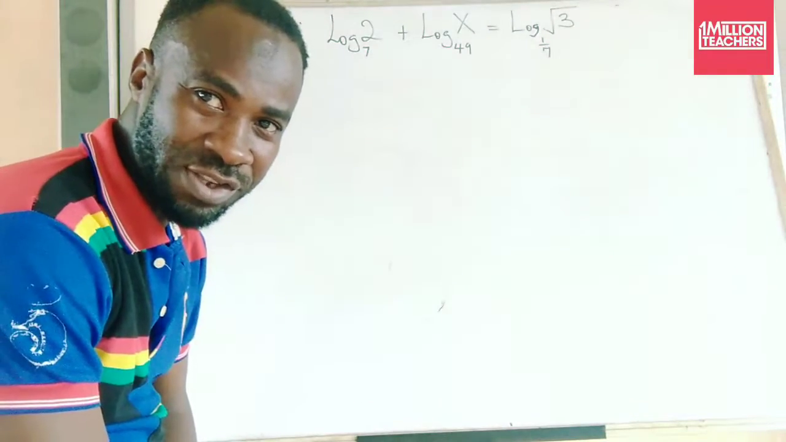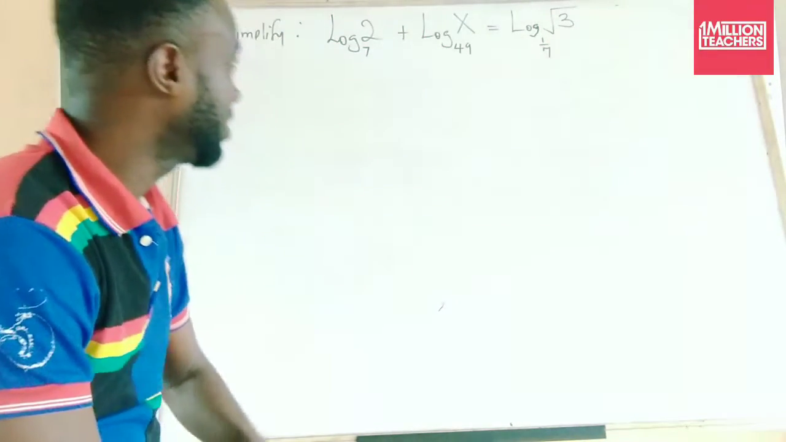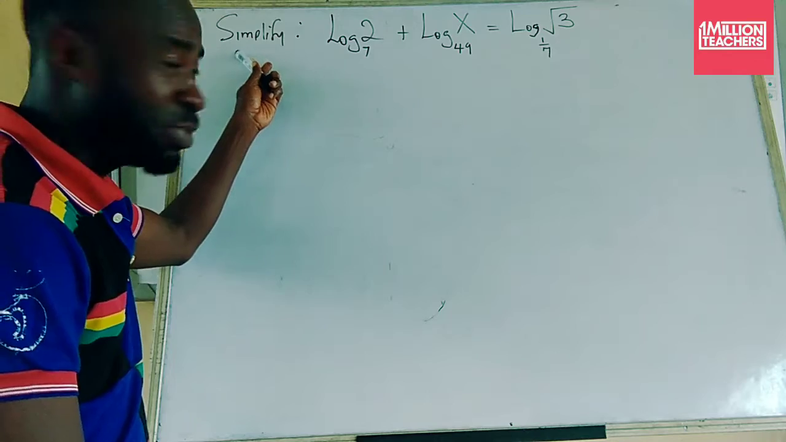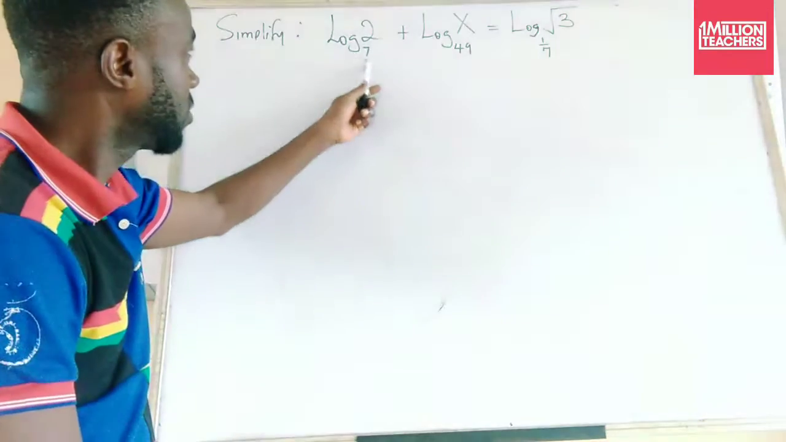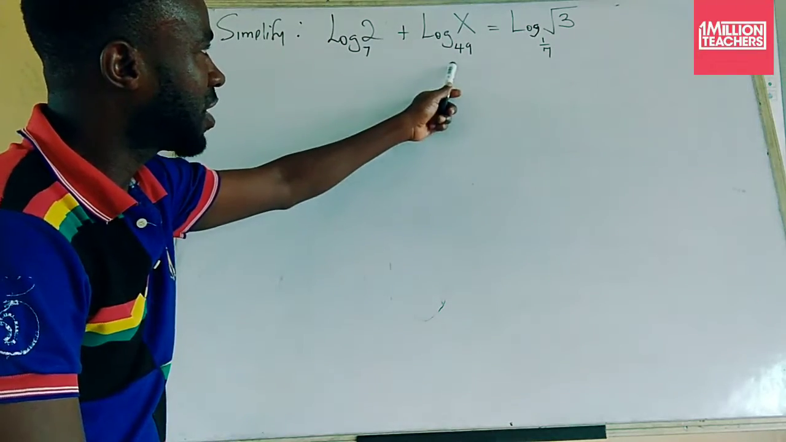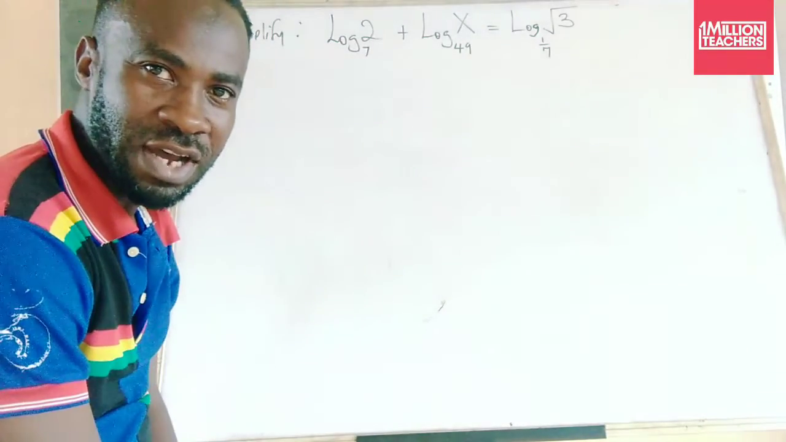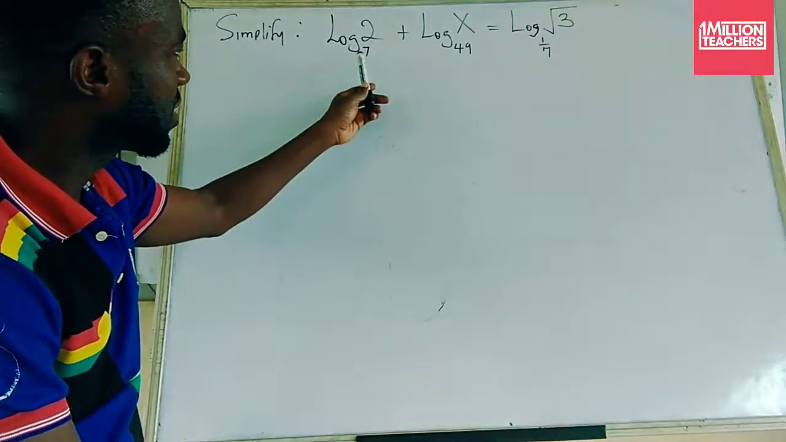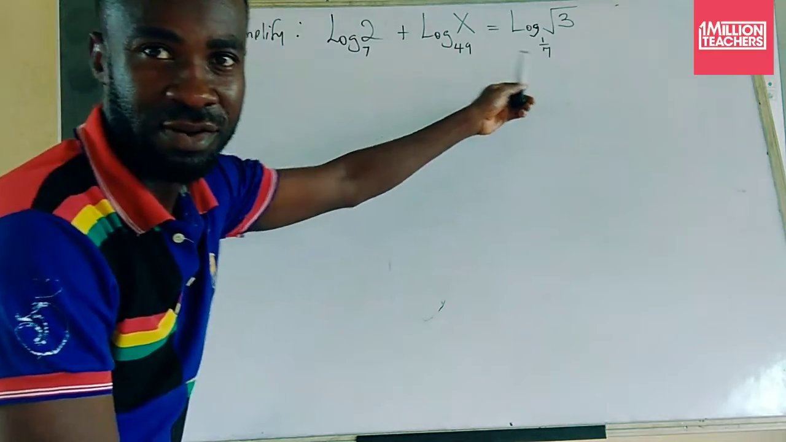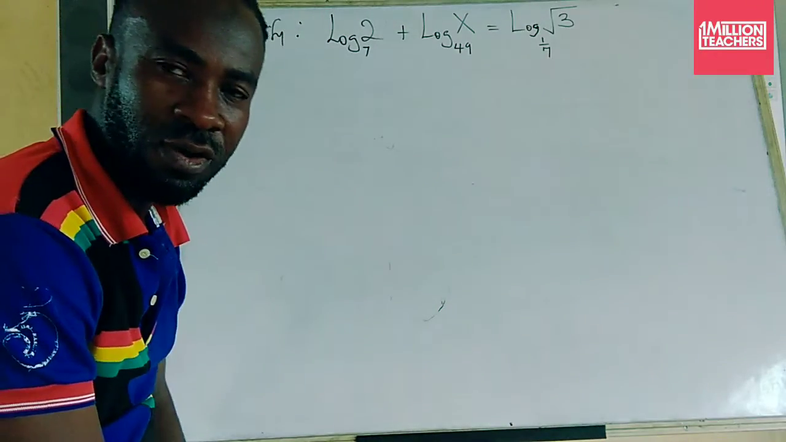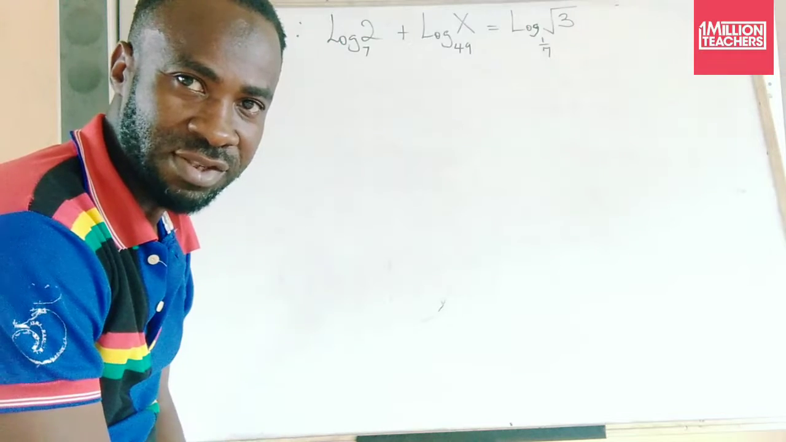Now I have a very interesting question on the board on logarithm, and it says simplify log 2 base 7 of x plus log root 3 base 1 over 49. Now what can you observe? You can see that these have different bases, okay? So how do we solve logarithm when their bases are not the same?